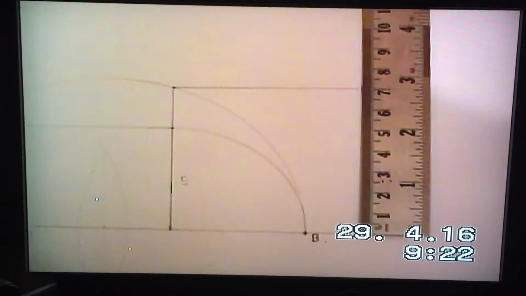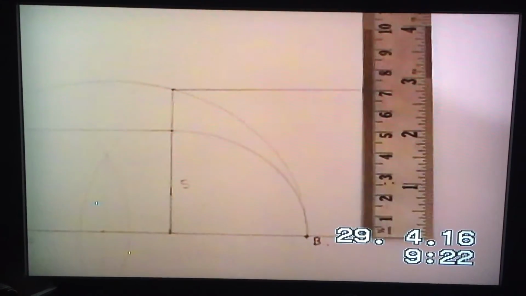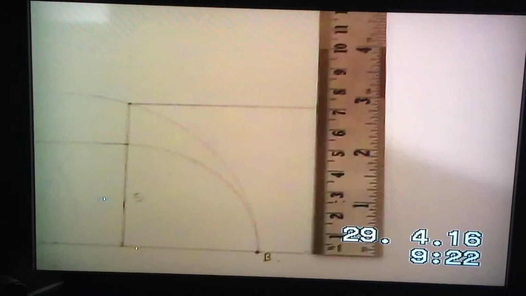So 7 by 7 is 49. So it's safe to assume that it's 50 millimeters squared on the inside.